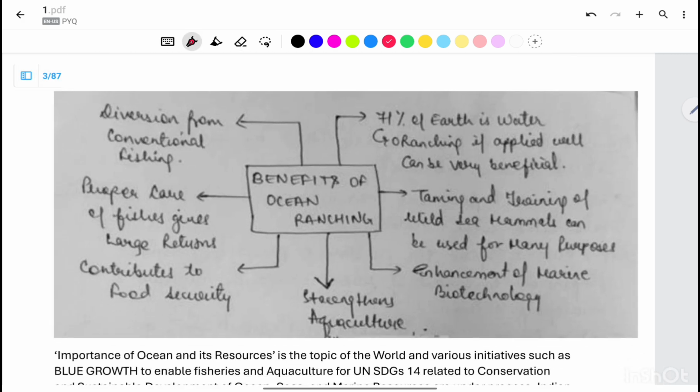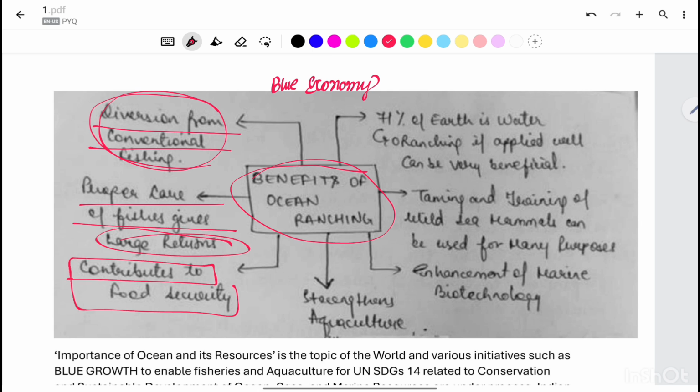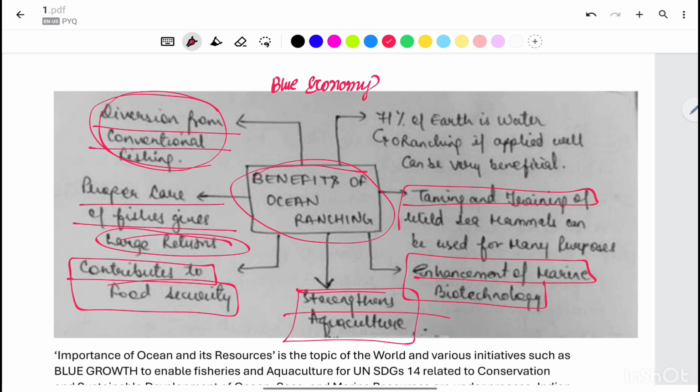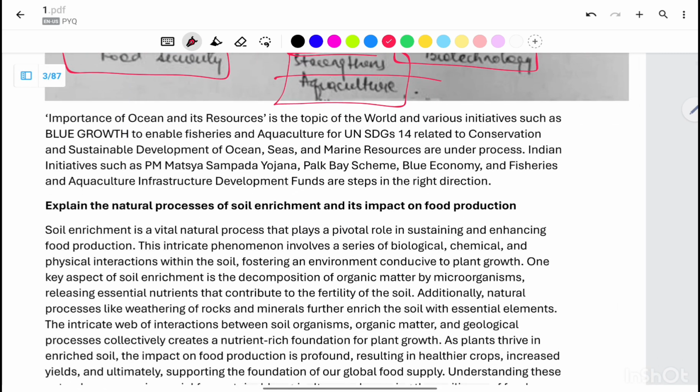Now, the benefits of ocean ranching: this is a diversion from conventional fishing. Blue economy. Proper care of the fisheries gives large returns, contributes to food security, strengthens aquaculture, and enhances marine biotechnology. Taming and training of wild sea animals can be useful for many purposes. 71% of the earth is water, and if ranching is applied, it will be very efficient and beneficial.